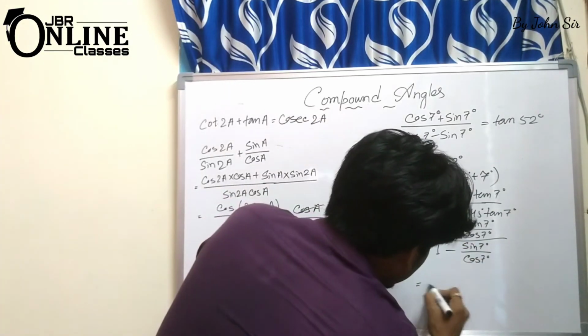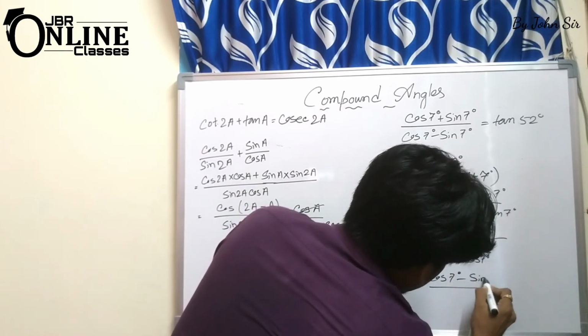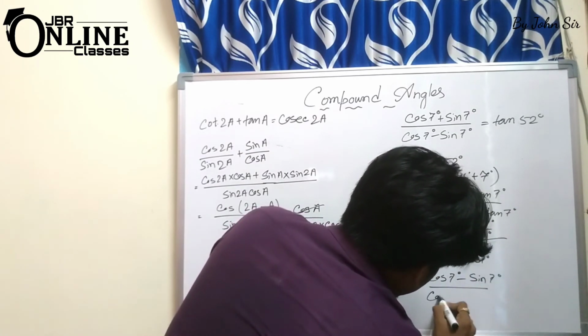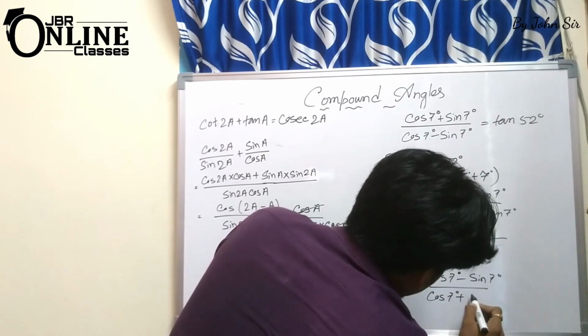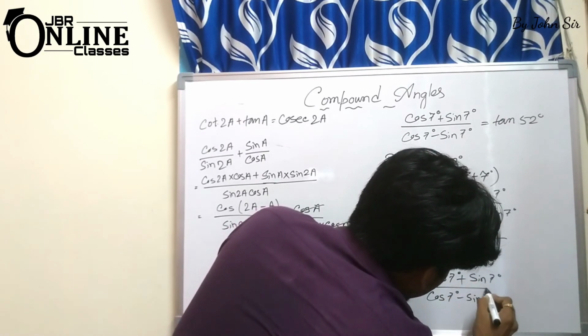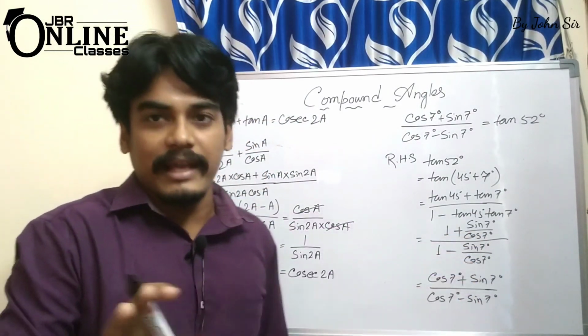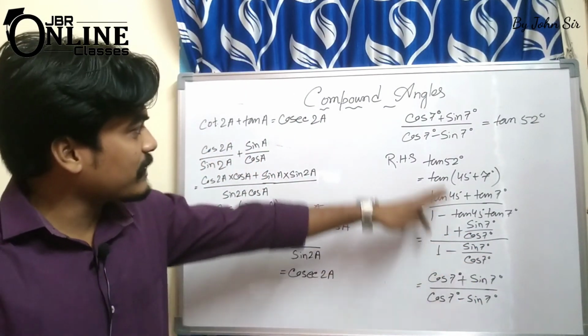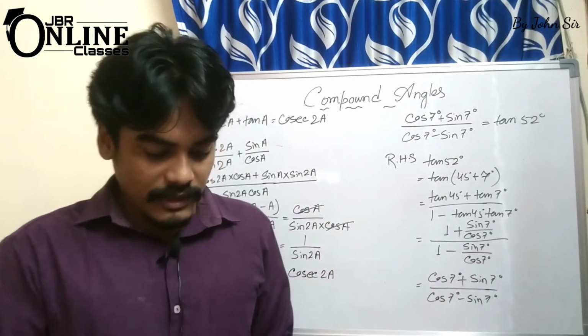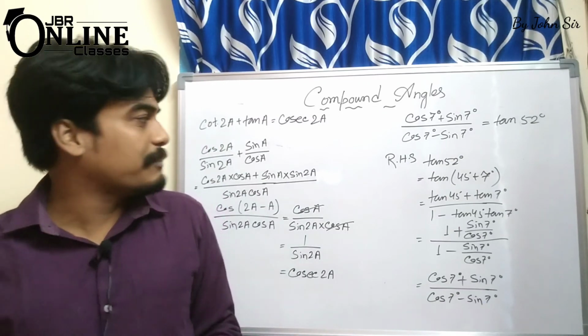Now in both cases here the LCM is cos 7 degree. So in the upper portion it will be cos 7 + sin 7, in the lower portion it will be cos 7 − sin 7 degree. And in both cases the LCM cos 7 degree will be cancelled out. So here that is the left hand side. So it's proved. So in the next video I am going to discuss some more long type of questions.